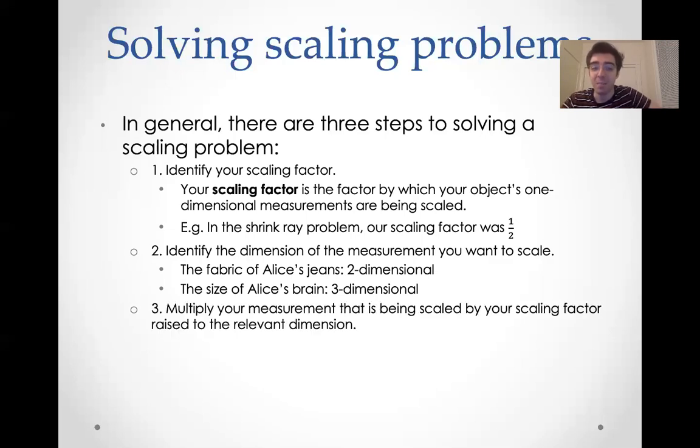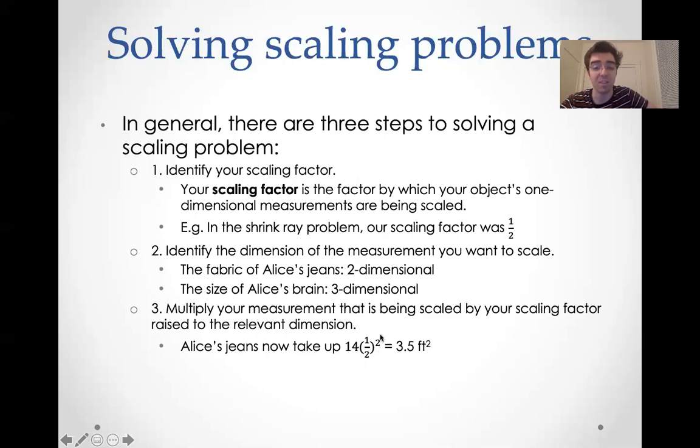And then 3, multiply your measurement that is being scaled by your scaling factor raised to the relevant dimension. So for example, we take the measurement that's being scaled. Remember that if we're trying to look at the shrink ray version of Alice, we need to start with, well, what was she originally? Her jeans were 14 square feet in fabric. Then that's the number that's getting scaled down. Then we multiply that by our scaling factor that we found in part 1, raised to the dimension that we determined in part 2.